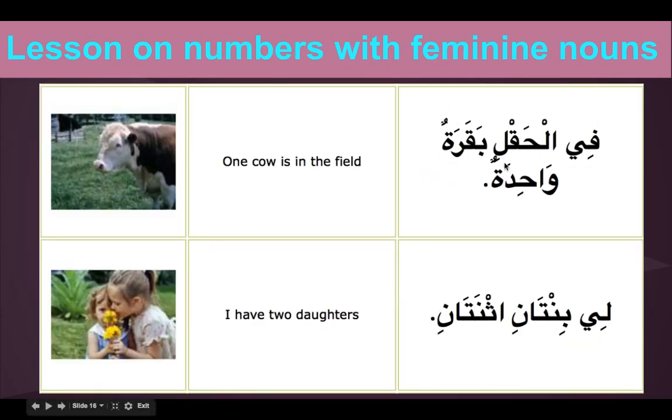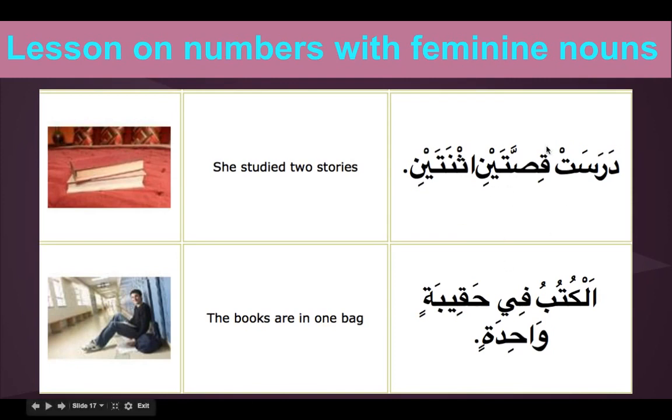Fil haqli is in the field. Haqli is field. In fil haqli, baqaratun wahidatun, one cow. Li bintani ithnatani. So I have two daughters. Ithnani is masculine. Ithnatani is feminine. So we got darasat. She read. So see taw. This is ta'nith. Darasa is a verb. Ta'nith is, we know it's a feminine word. Darasat. Fa'il. Qissataini. See, qissa is story. Qissataini is two stories. So ithnataini again, just for emphasis, she studied two stories.